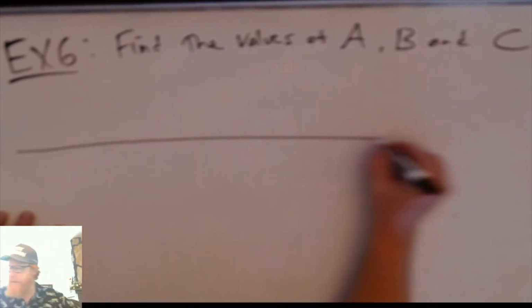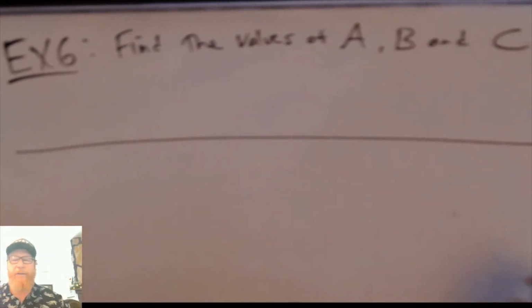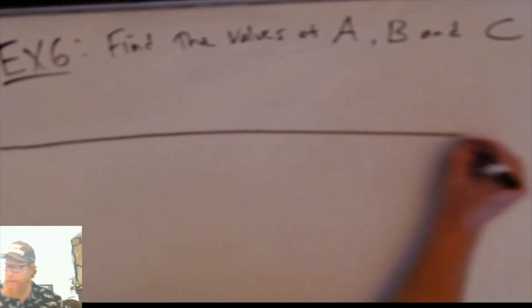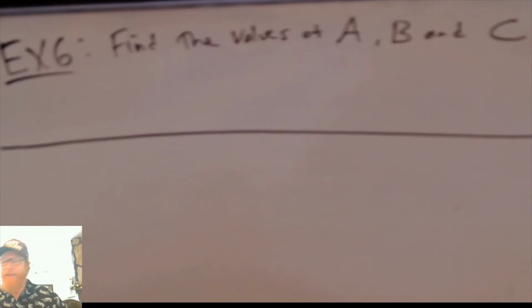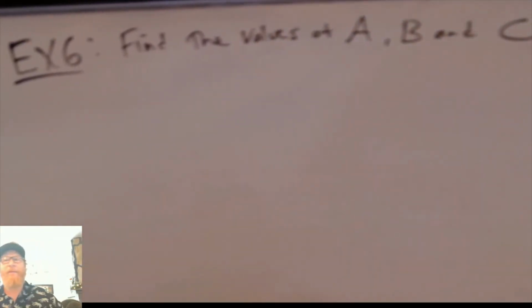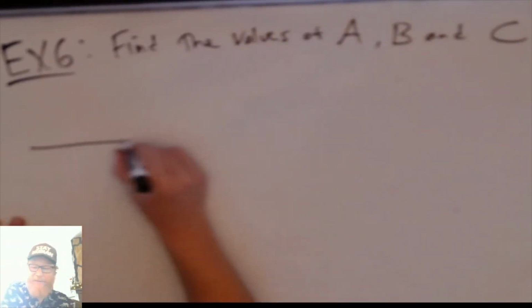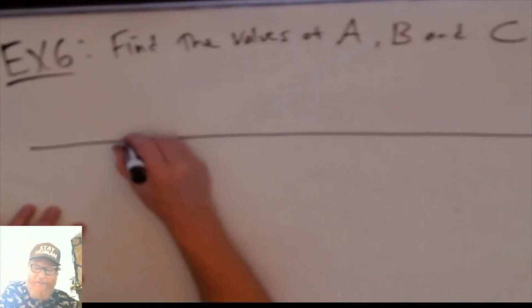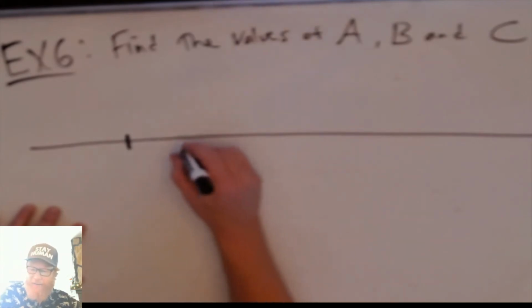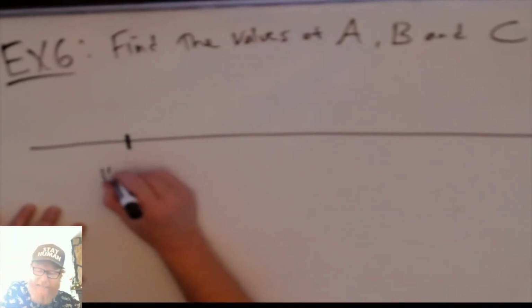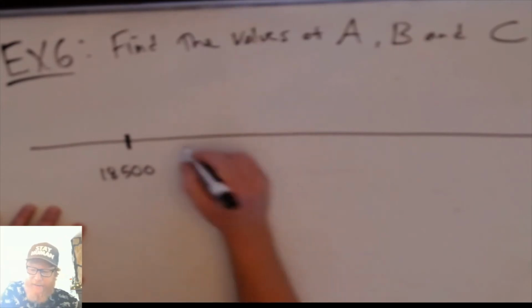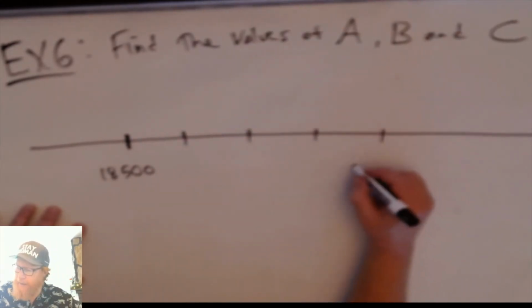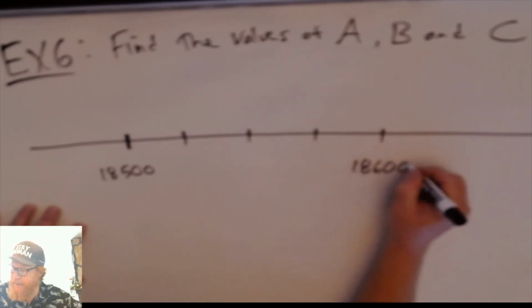So this one's going to be a little bit larger of a number line, a little bit farther away from 0. That's terrible. Can't even draw a straight line. All right, there we go. It doesn't really matter. Okay, so this one we're going to go out into the thousands. So this will be 18,500, and this will be 18,600.